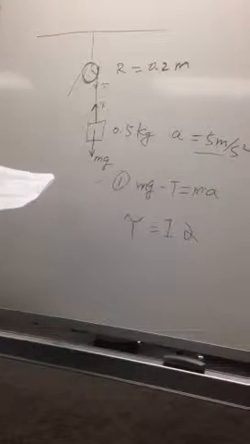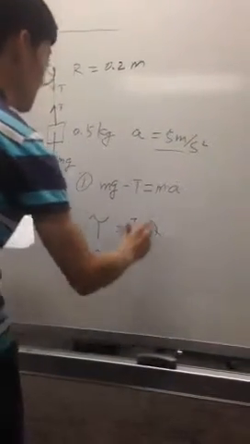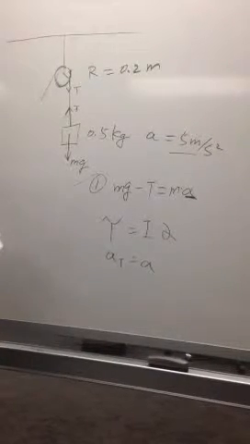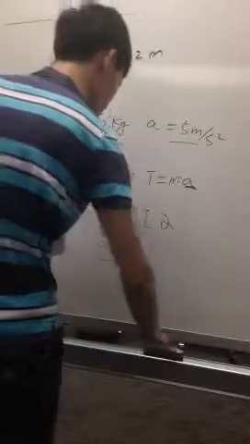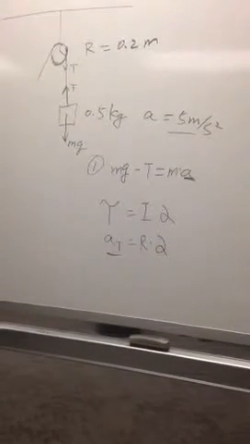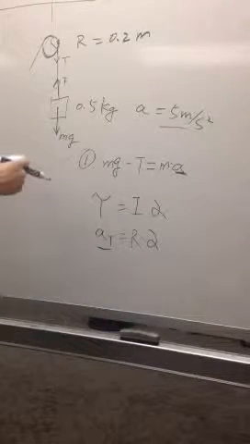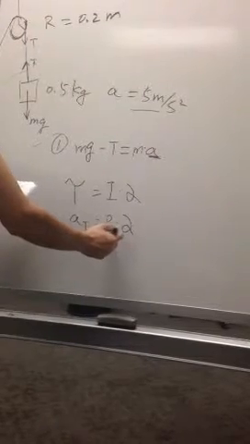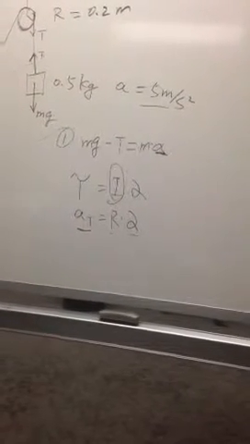So basically we have, and also we know here on the wheel, the tangent acceleration is equal to this acceleration, 5 meters per second square, right? The tangent. Okay. So at this point, this is equal to R times the angular acceleration. And so the question is asking you what is this moment of inertia, right?